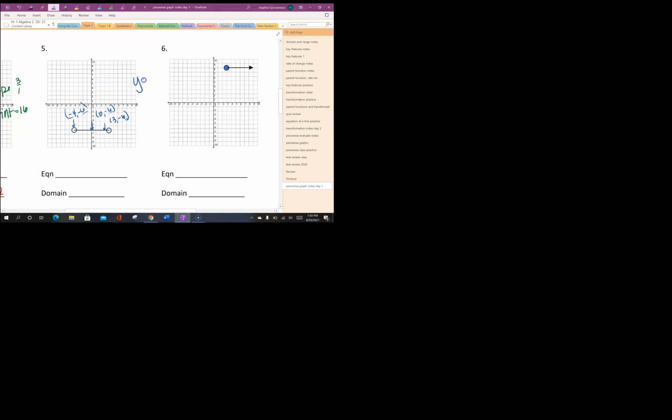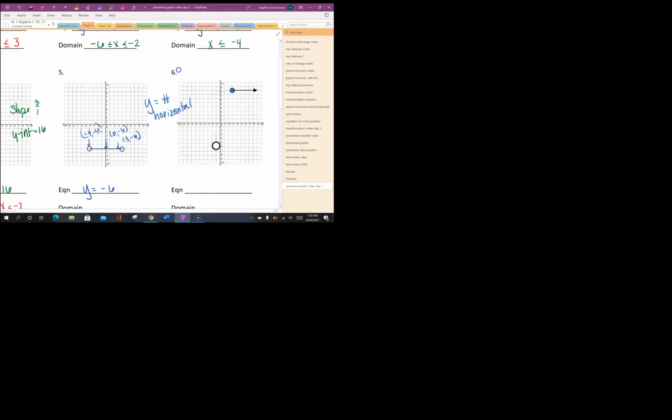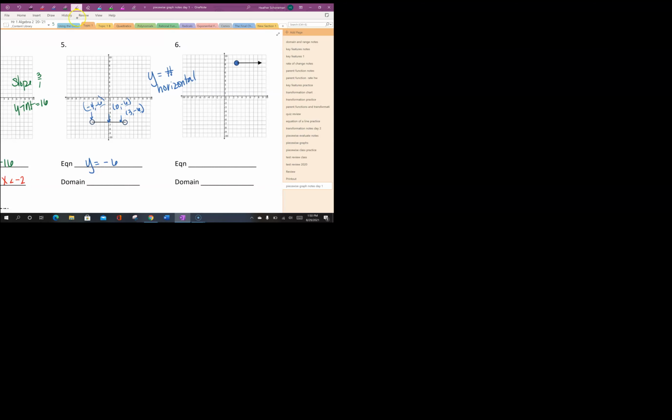So if we have an equation that y equals a number, it's a horizontal line. So to write the equation, this equation is just y equals negative 6. That's it. And now, whoops, didn't mean for it to jump. Now we can state the domain.